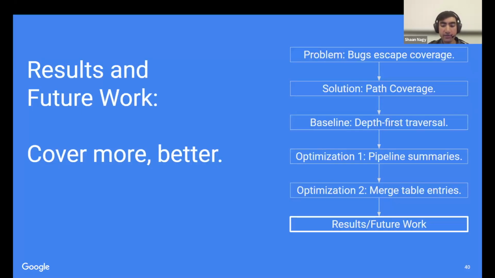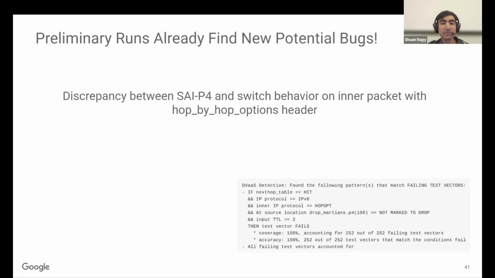So now, what came out of this? Well, the internship ended a little bit before we fully rolled this out, but some preliminary runs have already identified some potential new bugs. In particular, we found this one possible bug that exhibits this sort of combination of conditions thing we were talking about earlier, where there's a discrepancy between the SciP4 model and the switch behavior on inner packets, where the encap packets have an inner packet with a hop-by-hop options header. We're still root causing this, but we're optimistic that we've caught some new stuff.